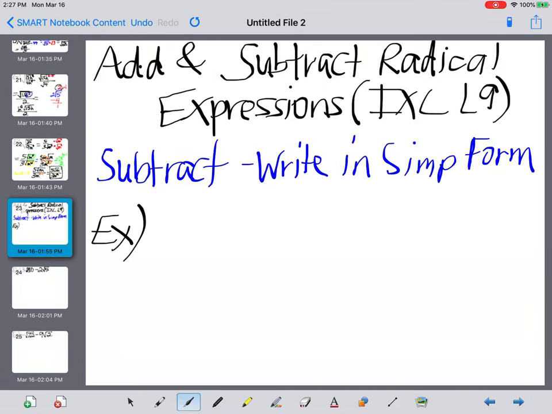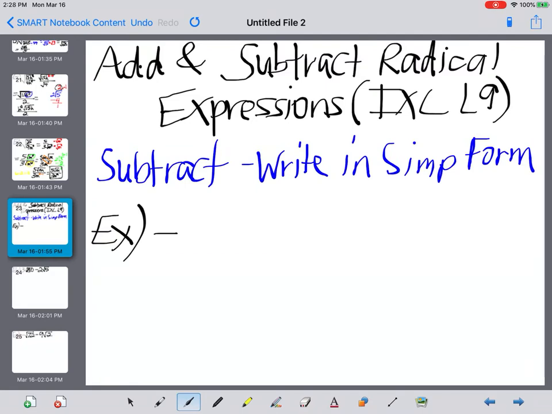This time we will be adding and subtracting radical expressions, which is on IXL 9. So the directions say to subtract and write in simplest form. A little bit different from multiplication or division, but it's not really that bad. We're going to use a lot of the same skills.